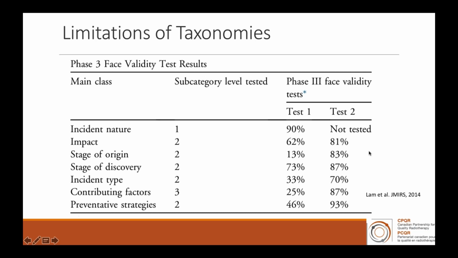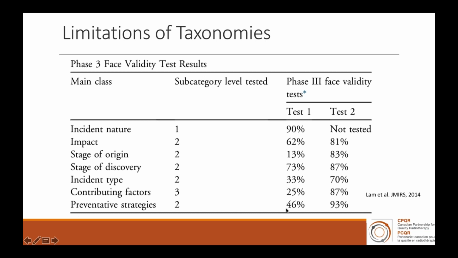One problem with taxonomies, though, is the validity, the face validity of test results. This is a key table from a publication by Lam et al., published in 2014. Essentially, experts in incident reporting were given the same incident reports, and they had to classify them according to the NSER-RT categories and nomenclature. The first time around, the agreement between the testers was sometimes quite high, but sometimes quite low.